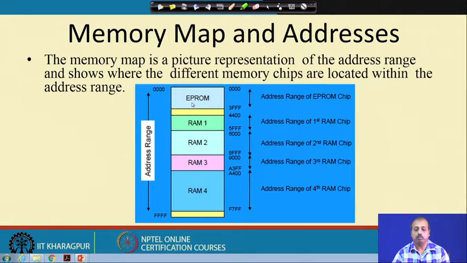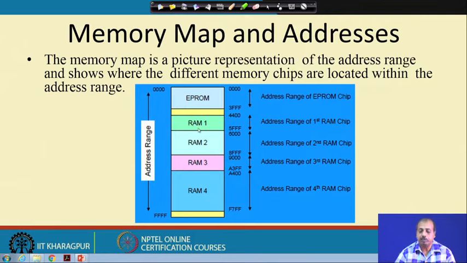So, for example, the operating system part of the system is fixed, so we need to have it in some part of the memory. Normally, at the beginning of this address range, we put one EEPROM, and in this EEPROM we put the operating system part, and in the later part we put the RAM chips.